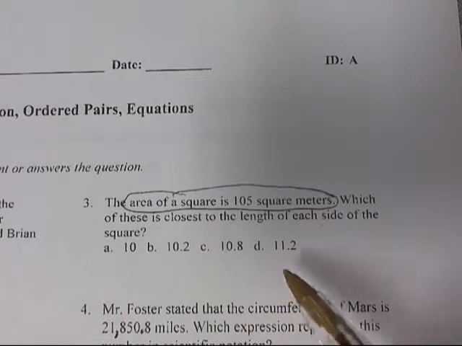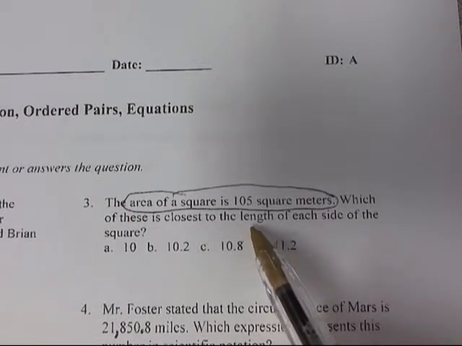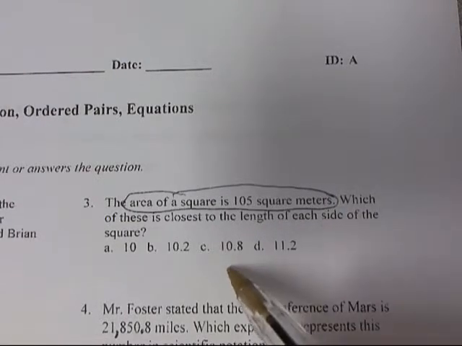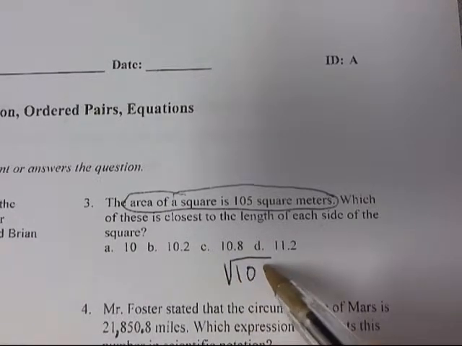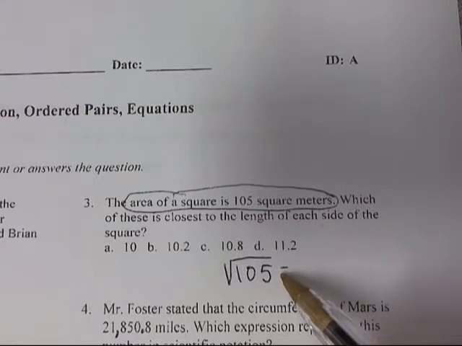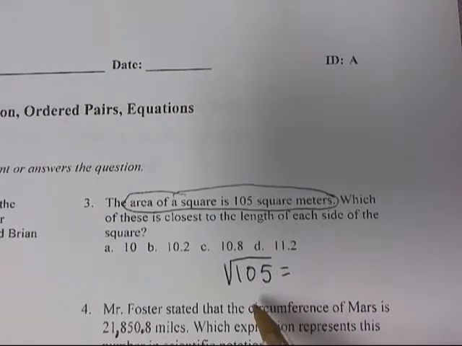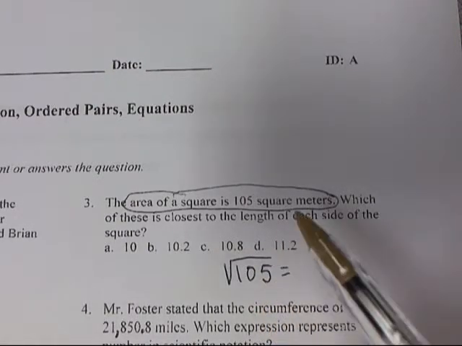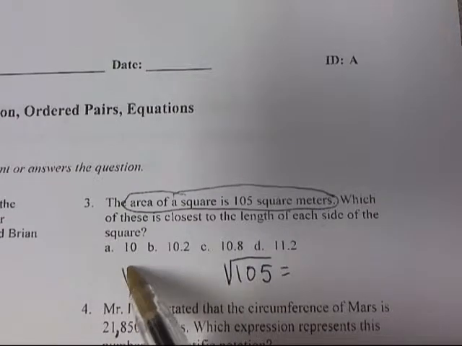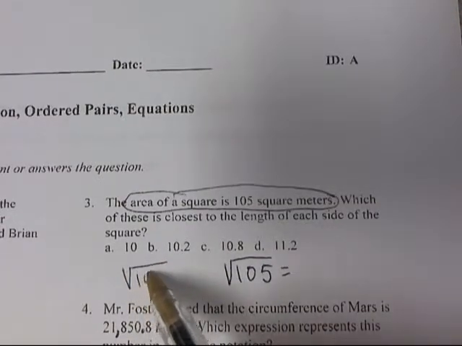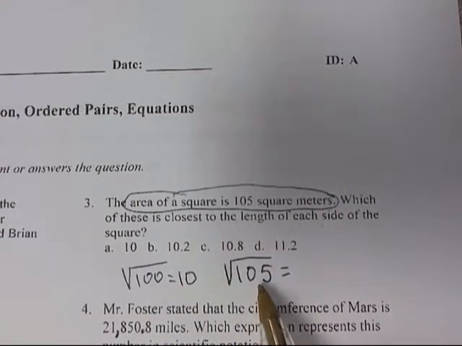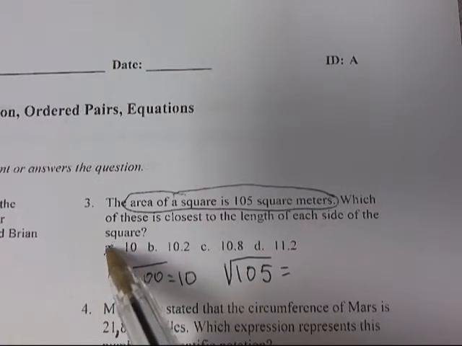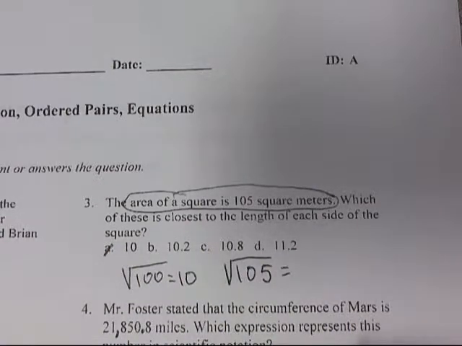To find the length of a side, which is what the question is asking, we take the square root of the area, and we notice that the square root of 105 is not a perfect square, so we need to estimate our answer. Well, I know the square root of 100 equals 10, so the square root of 105 needs to be a little larger than 10, so it can't be exactly 10 because that's the square root of 100.